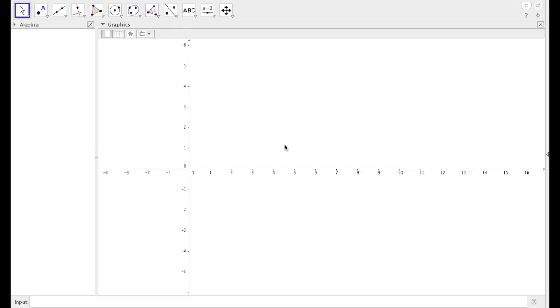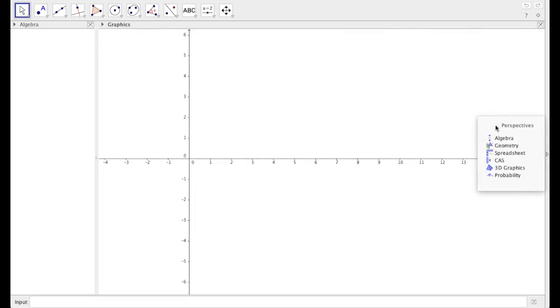GeoGebra. You can find GeoGebra at geogebra.org. You can find the link in the description below. You can download it, or you can just run GeoGebra from the website directly. When given the option, select Algebra.